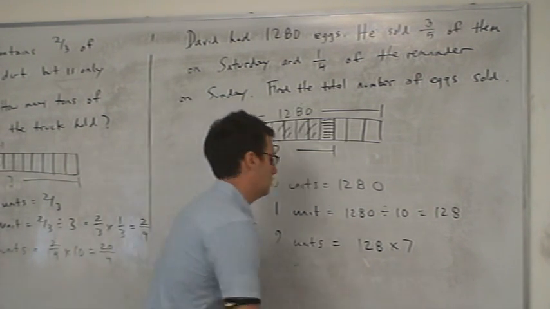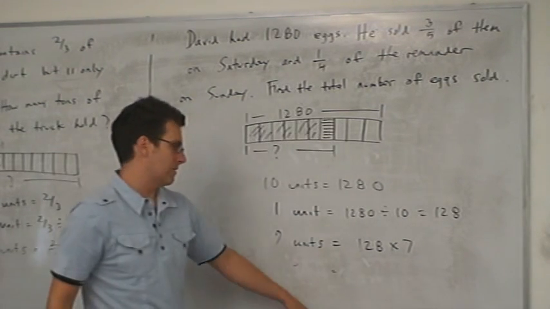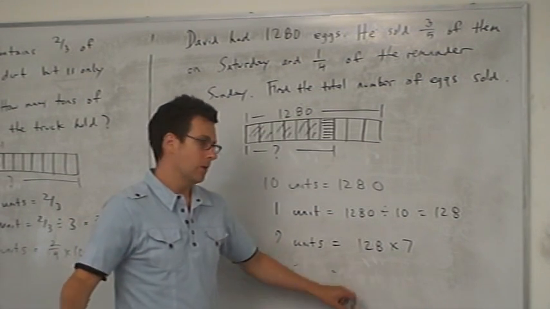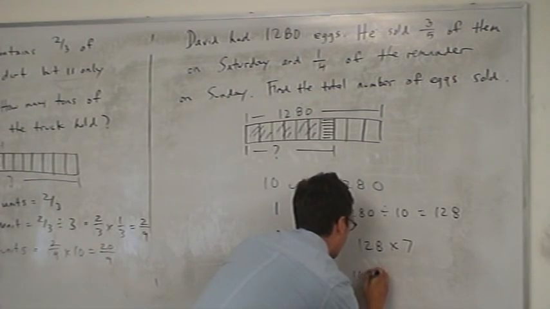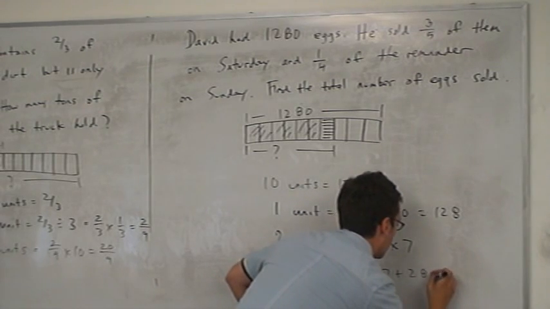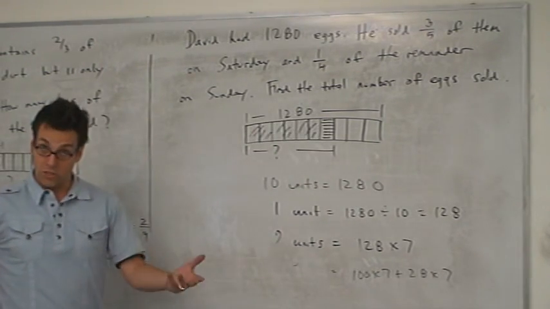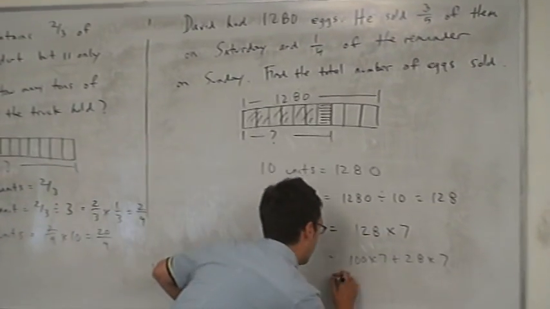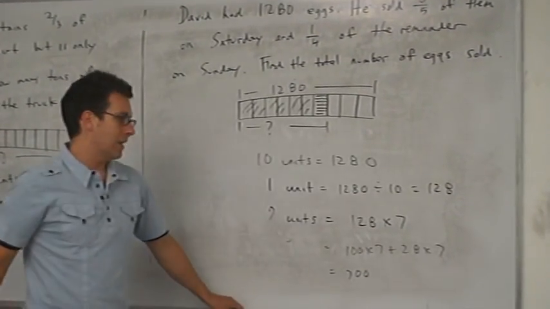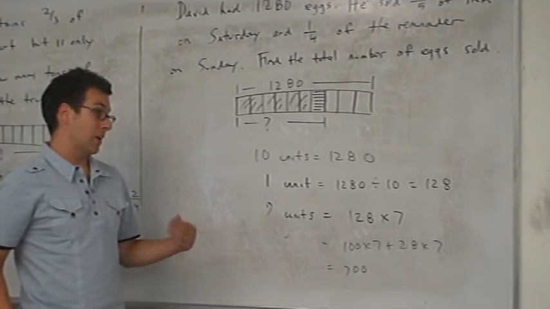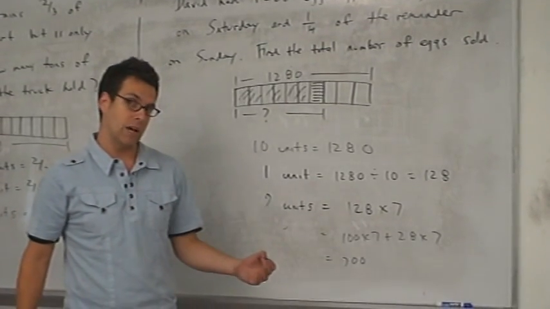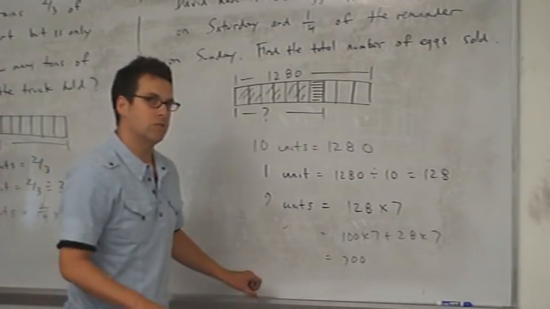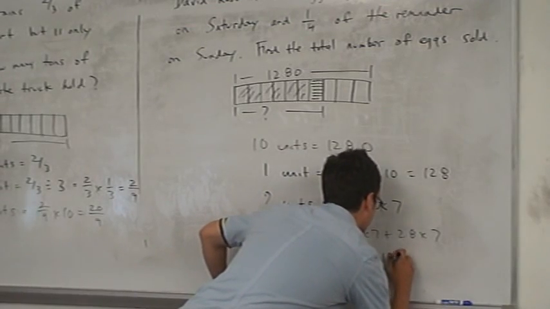We could maybe think of this as mental math as 100 times 7 and then 28 times 7. And if we did that, using the distributive property from a mental math technique we discussed earlier, 100 times 7 is, of course, 700. 28 times 7 is, we can think of as 30 times 7 minus 2 times 7. 30 times 7 is 210. 2 times 7 is 14. 210 minus 14 is 196.